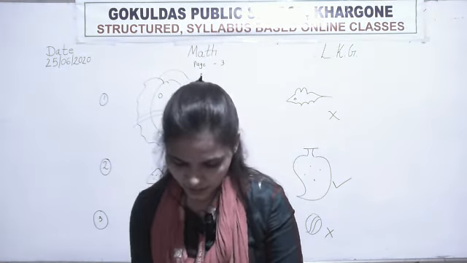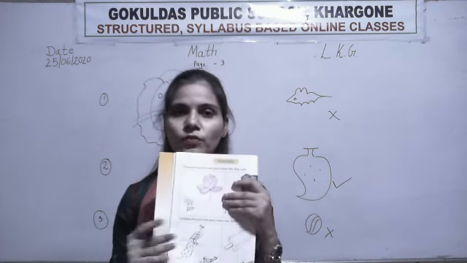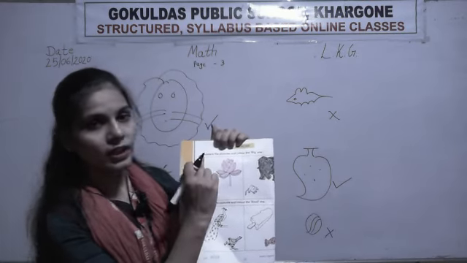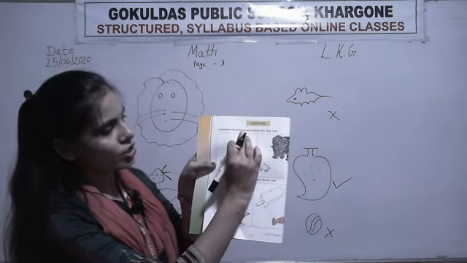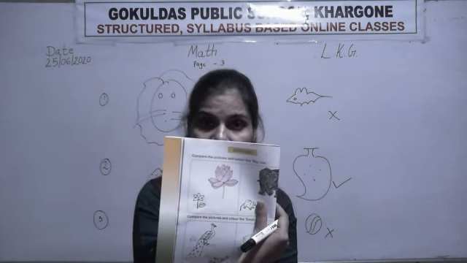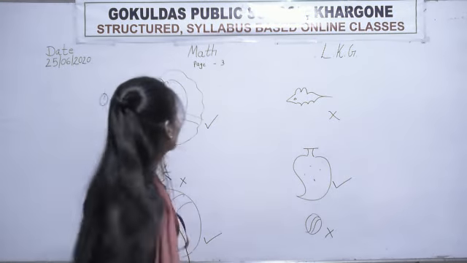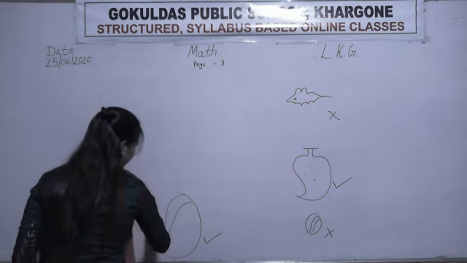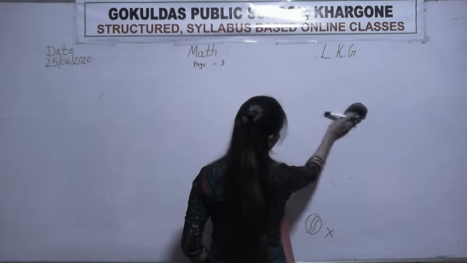Now take out your next page, page number 4. Put your finger on the heading. Okay, the question is: compare the pictures and color the big one. Color the big one means you color the big picture. Color the big picture and cross the small one.